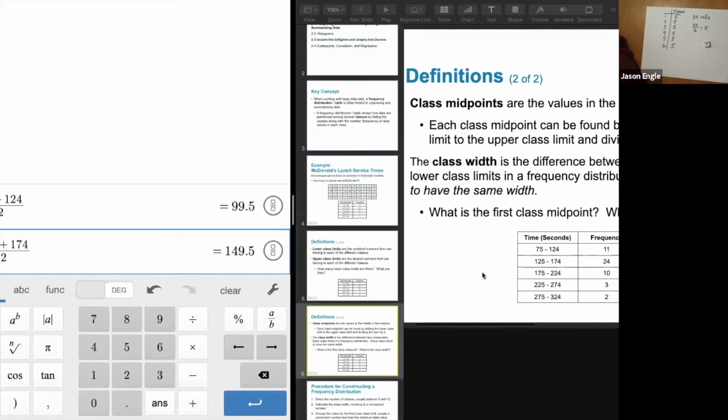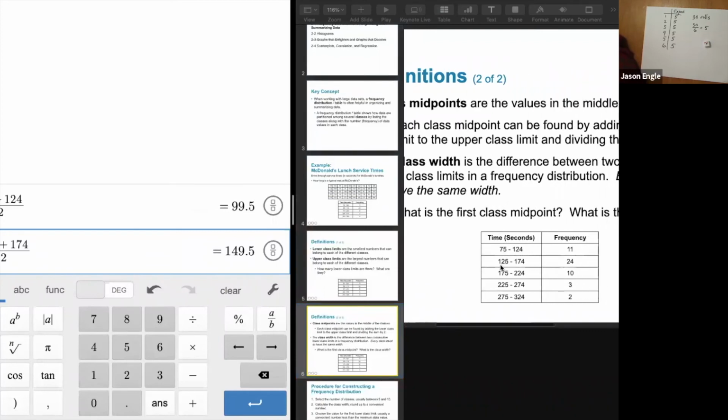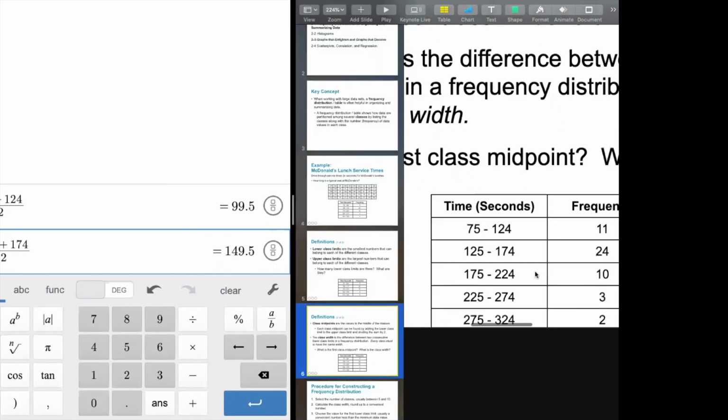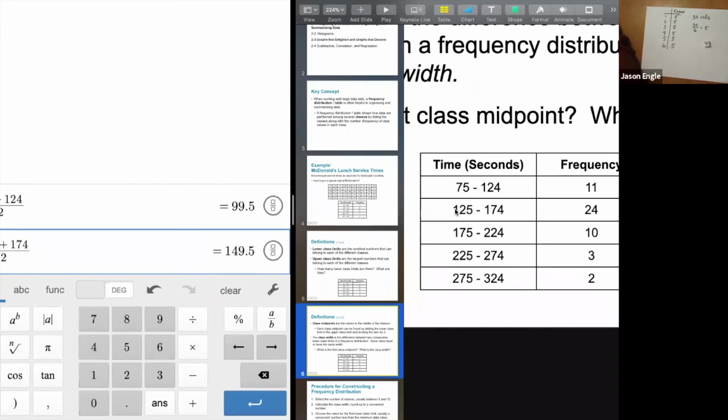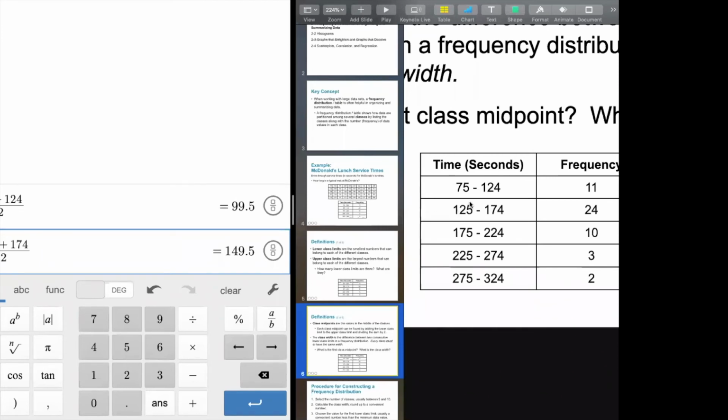So what is the class width? Would you just find the average of all of the lower class limits? Close. But would you not exactly subtract? Say again? Would you subtract a class limit from another class limit?